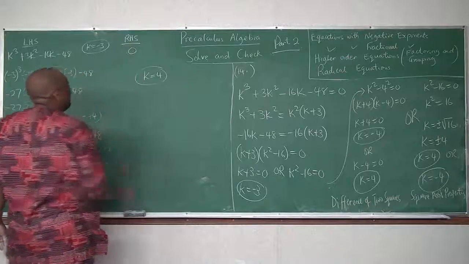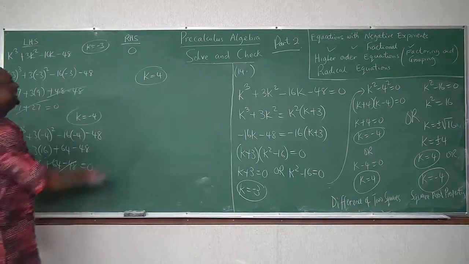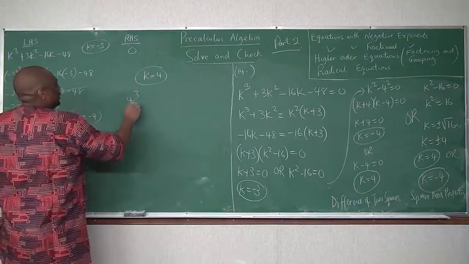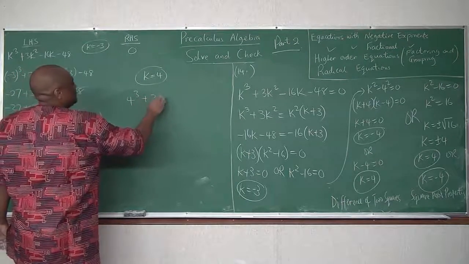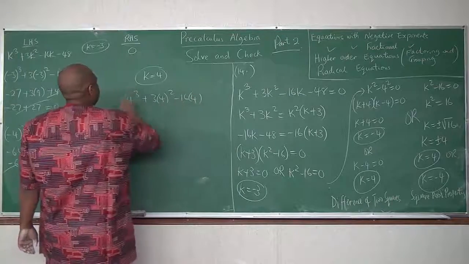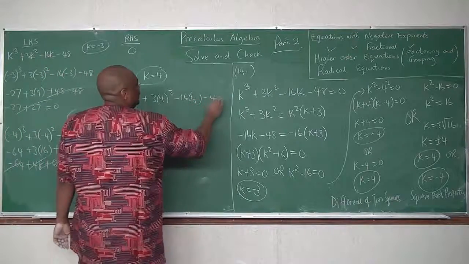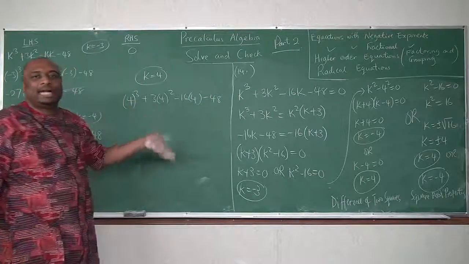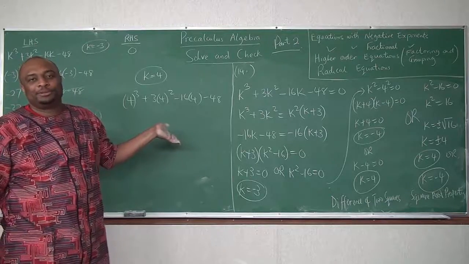This will be 4 cubed plus 3 times 4 squared minus 16 times 4 minus 48. You understand this, don't you?